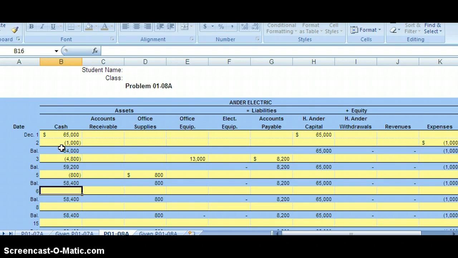The next transaction on the 6th of December, the company completed electrical work and immediately collected $1,200 for these services. So this company is going to collect money, revenues for services performed, and they collected it in cash. So it looks to me that cash is being received, so we got an increase in cash.